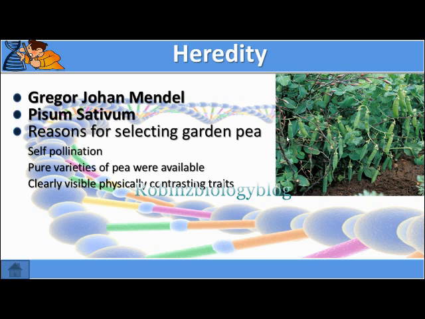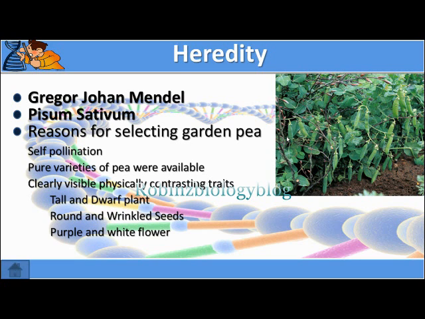Some of the physically contrasting features which he used are: pea plants were either tall or dwarf, which means either they had a tall height or they were short in height. Some of the varieties used to produce seeds which were round in shape, and the other ones produced seeds which were wrinkled in shape. Some of the varieties always grew flowers which were purple in color, and some always grew flowers which were white in color. These are some of the things which could capture the attention of Mendel, and that is why he could start his work.